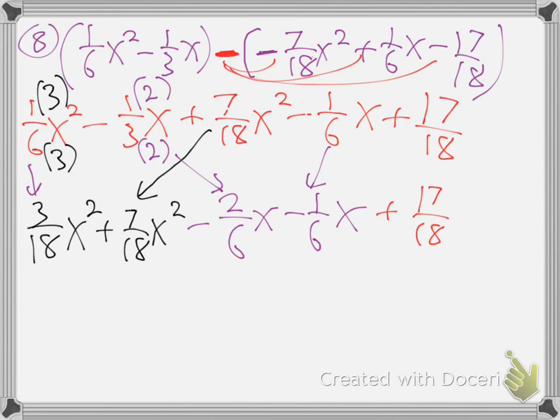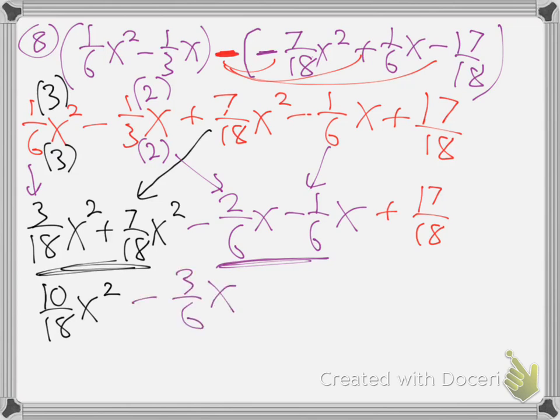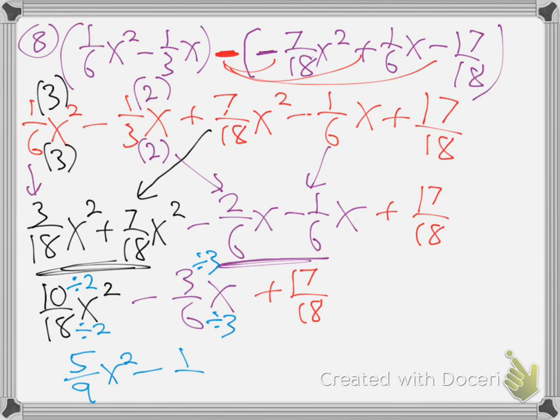Now let's combine things. So I'm doing okay, a little messy here. All right, so let's combine right here. 3/18 and 7/18 for the x squareds is 10/18 x squared. Minus 2/6 and minus 1/6, minus 3/6, which is going to become minus a half. And then again, that's 17/18 at the end there. Final step, let's reduce. Let's divide by 2 here. Divide by 2, divide by 2, what's that going to be? 5/9 x squared. This one, divide by 3. 1/3. 1/2. Yeah, 1/2. And there it is.